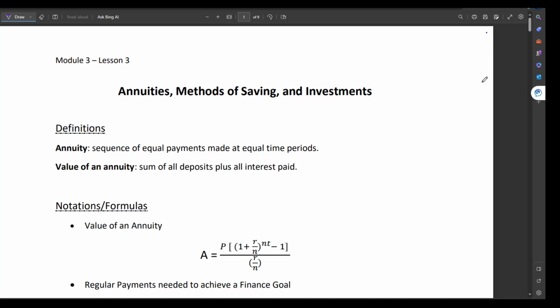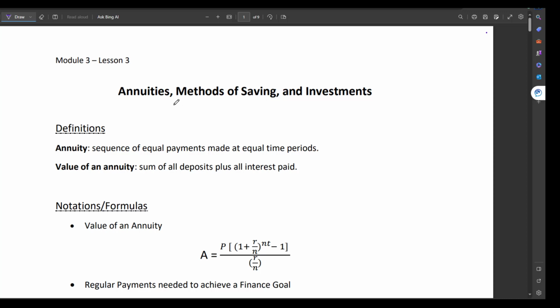Alright, today I'm going to go over Module 3, Lesson 3. This is the last lesson for this module, and there is a lot of stuff that we're going to go over. We're going to talk about annuities, we're going to do car payments, house payments, and then also talk about credit cards. So the rest of this chapter is all in this lesson.